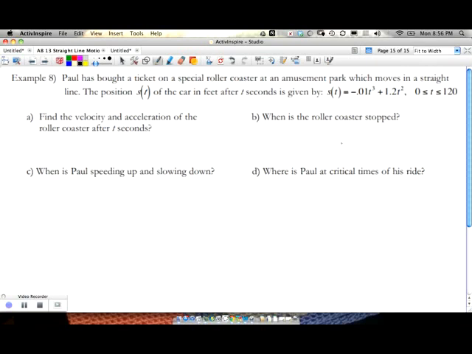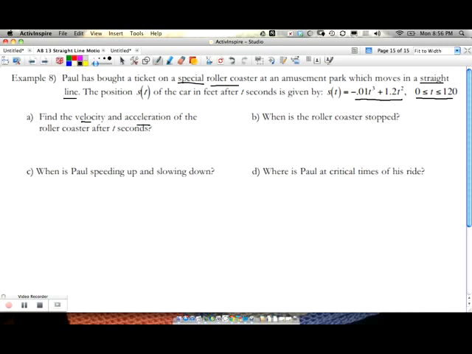Let's wrap up this last one pretty quick here as well. Okay, so we bought a ticket, and it's a special roller coaster at an amusement park. It moves in a straight line. That's boring. It just moves. It's almost like the Superman, except it doesn't even go up. It just goes straight. So the position is this kind of complex function here. And we're looking at an interval between 0 and 120. So that's helpful. They're actually giving us the interval there.